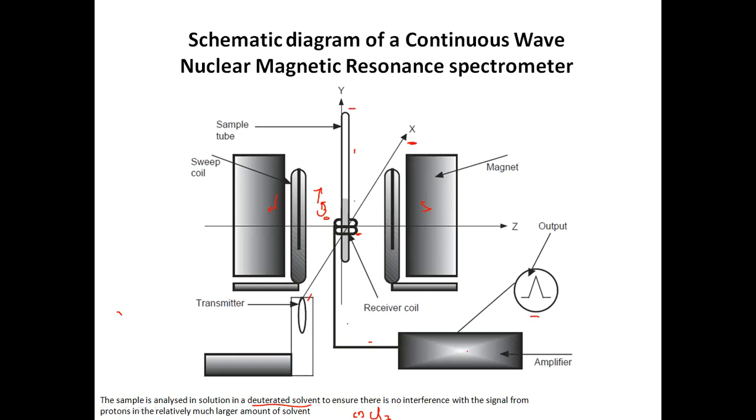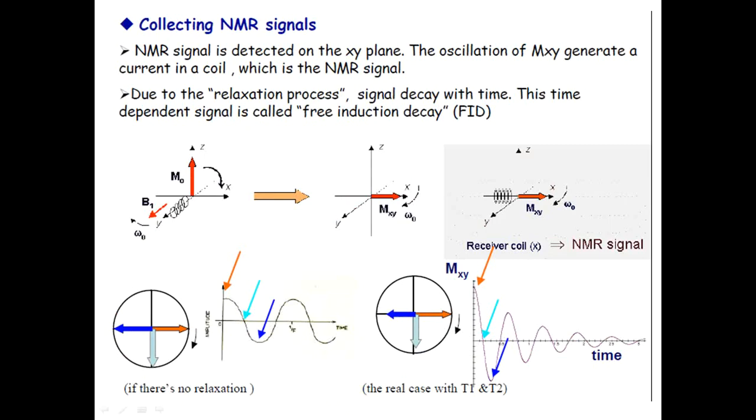Nowadays, much more advanced NMR spectrophotometers are used, where FT, Fourier transform NMR instruments are used, in which a pulse signal is used rather than continuous wave radio frequencies. So the NMR signal is detected on the XY plane. We already saw how the transmitter is kept on the x-axis and the signal is collected along this. The signal is detected around the XY plane because the magnetic field is on the z-axis.